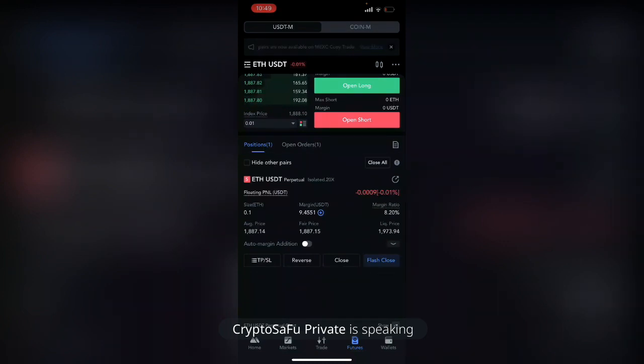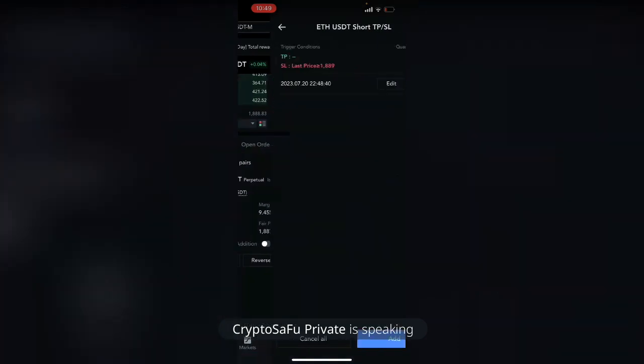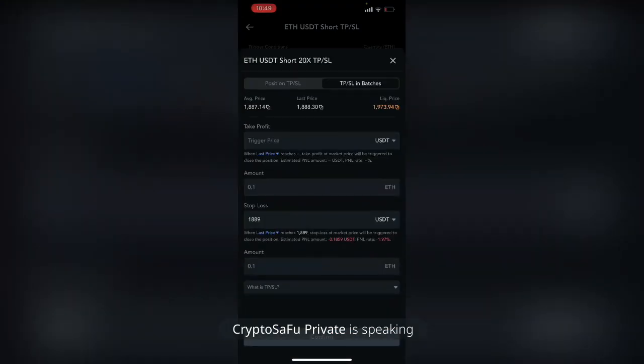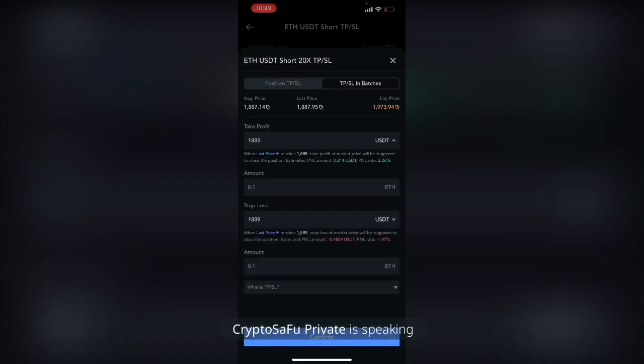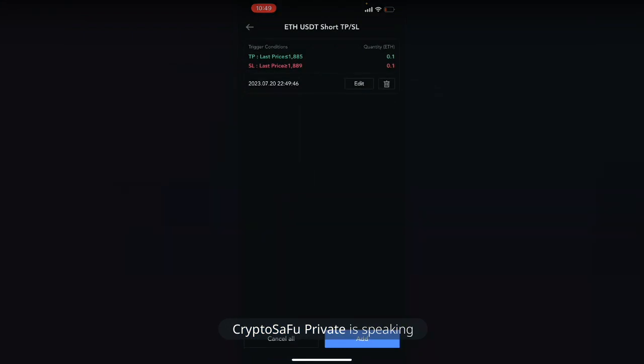Taking profit is my choice, and I can do that at any time. But a stop loss is very important so that I don't lose my money to the trade. So right now I can come back and set my take profit. Let me say I want to take my profit at 1885. I don't want to stay too long on the trade. Because my stop loss is at 1889, I confirm. Let's see if it's going to work for me.